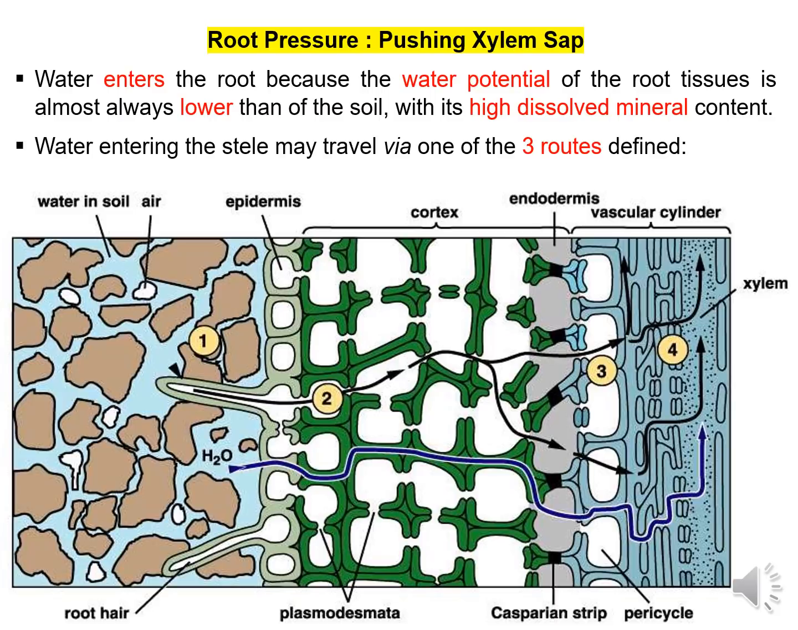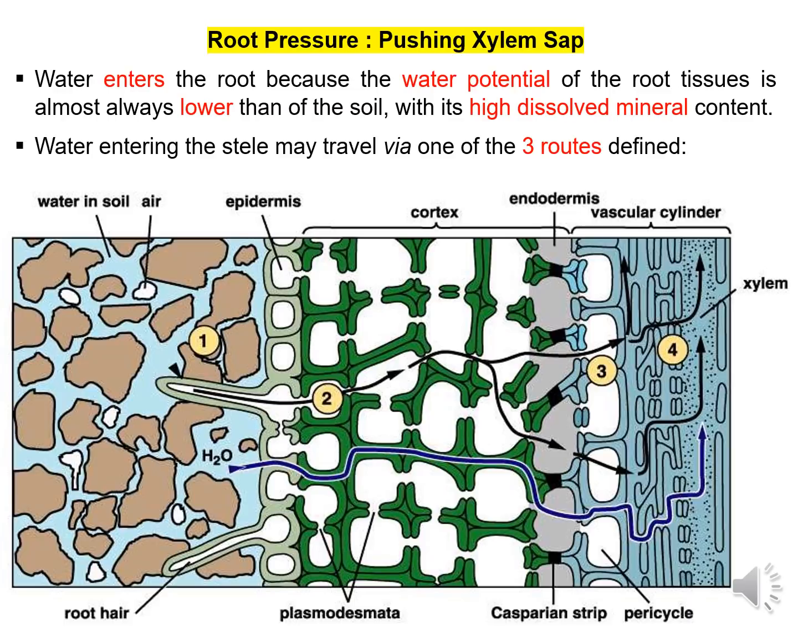Water enters the stele by traveling via one of three routes, which I will explain to you in the next few slides. By stele, we are referring to the cortex area, the endodermis, and also the vascular cylinder, which represent the important vascular stream in bringing the water from the root to the stem and finally to the leaf to be transpired out to the atmosphere.